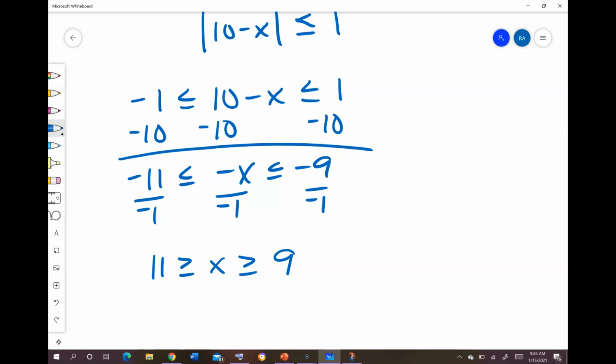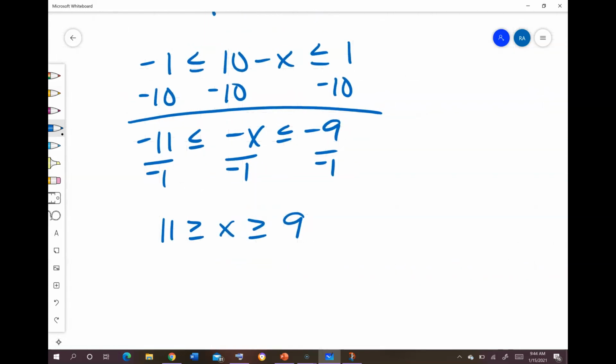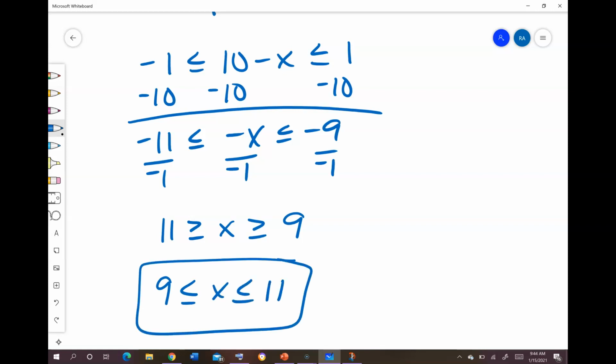Now, this is technically incorrect because the small number has to be first. Okay, it's always small to large with inequalities. So just flip it like a mirror. So when you flip it like a mirror, you're just flipping everything. And there's your answer. Okay?